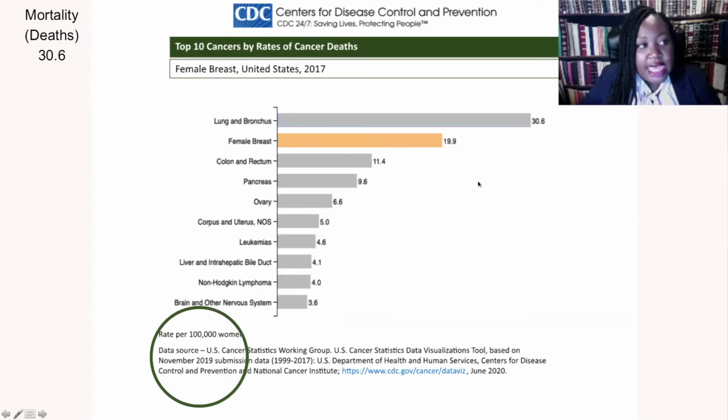In terms of the deaths, the mortality, you can see that breast cancer was only second to lung cancer in terms of deaths in 2017. 30.6 deaths per 100,000 patients. So again, you see this orange line here. It was only surpassed by lung and bronchial cancer.